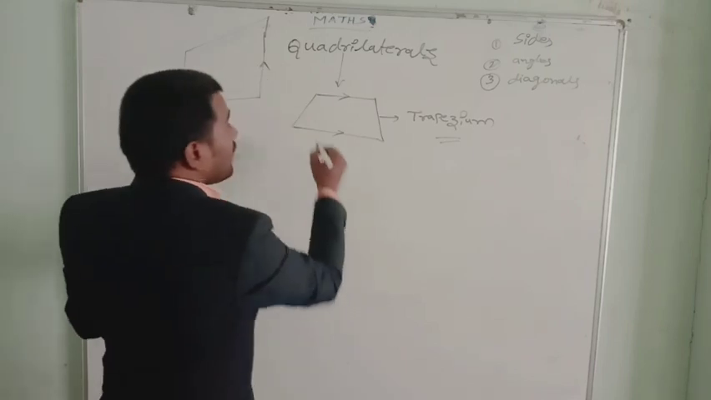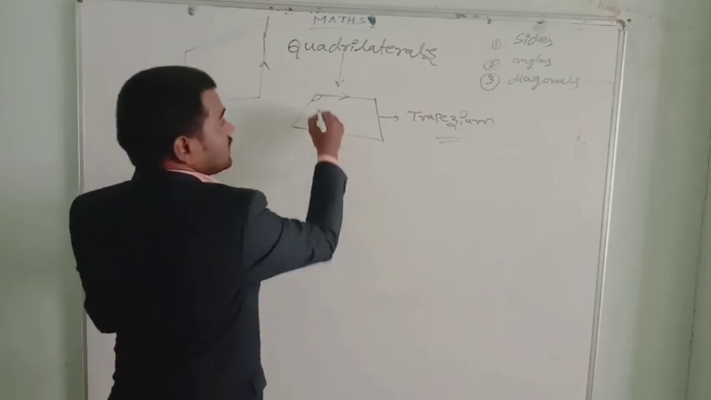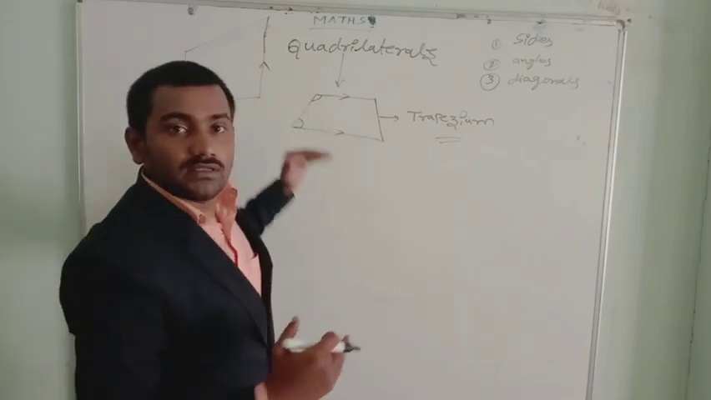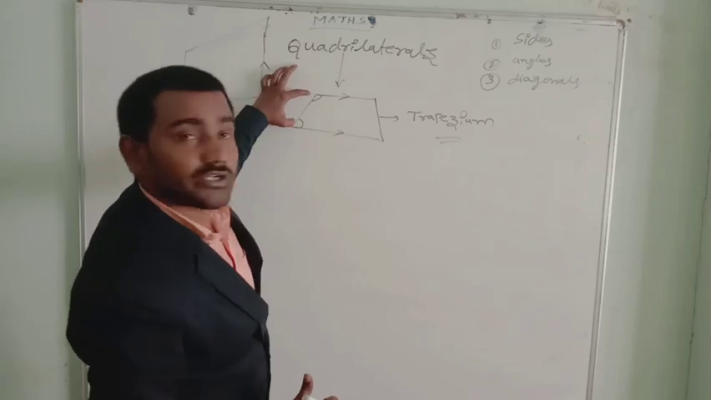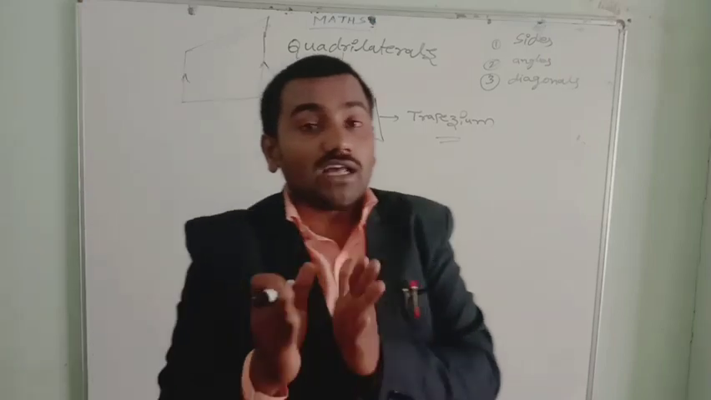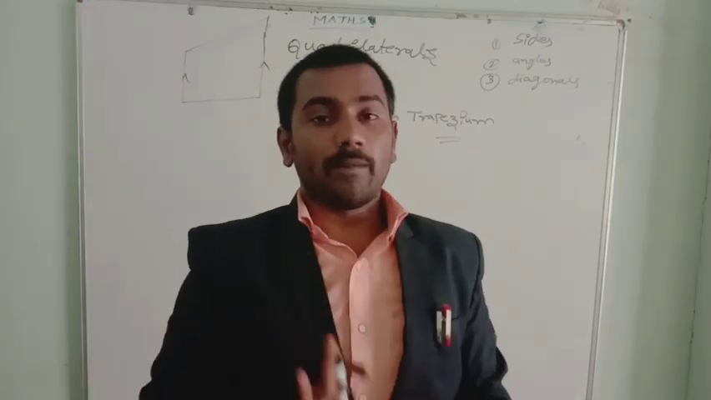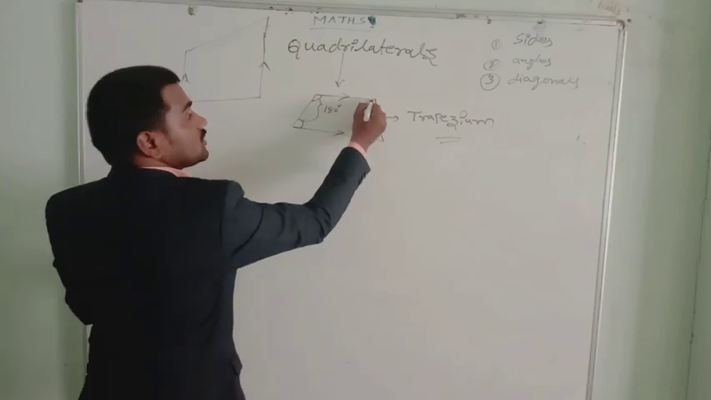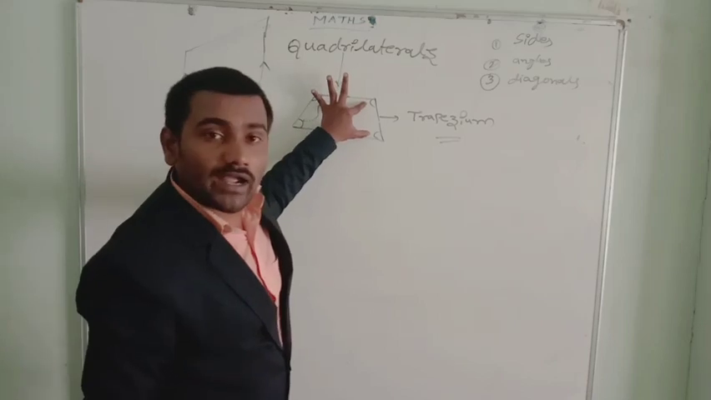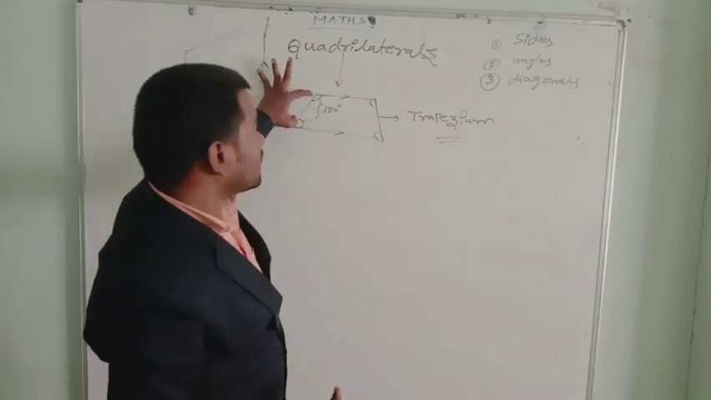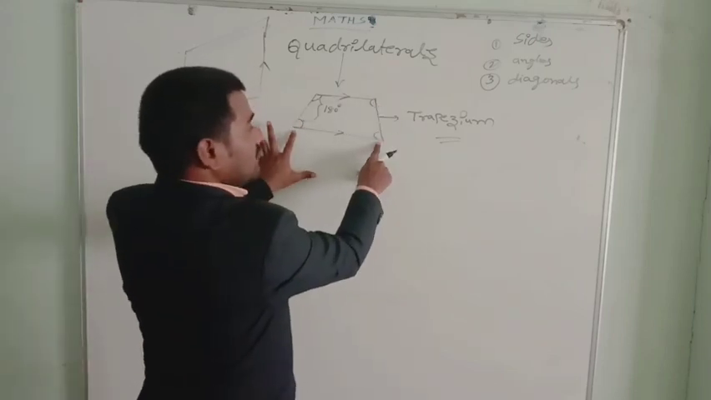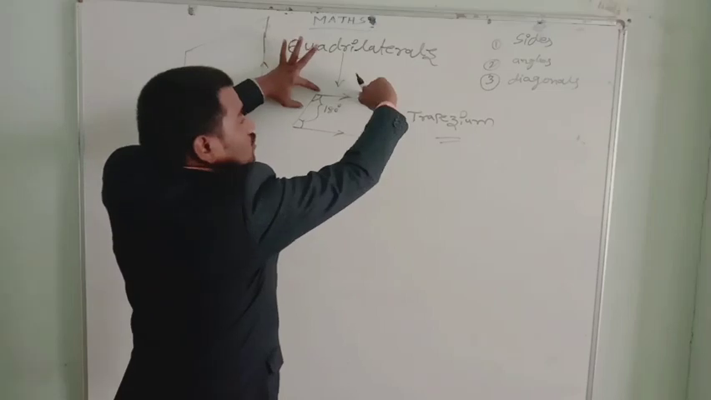Next, opposite angles. So see, here opposite angles are not equal. These angles are known as consecutive angles. The sum of these two consecutive angles equals 180 degrees. The sum of two consecutive angles equals 180 degrees in the trapezium. And these two angles also equal 180 degrees. That means if you add these two angles you get 180 degrees. Not about these two angles and these two angles. The sum of these two angles is not 180 and the sum of these two angles is not 180.